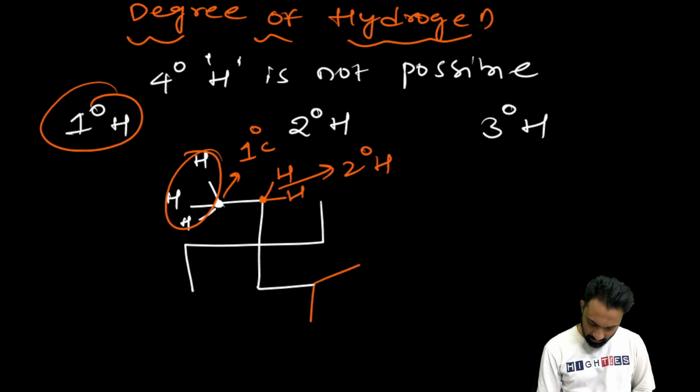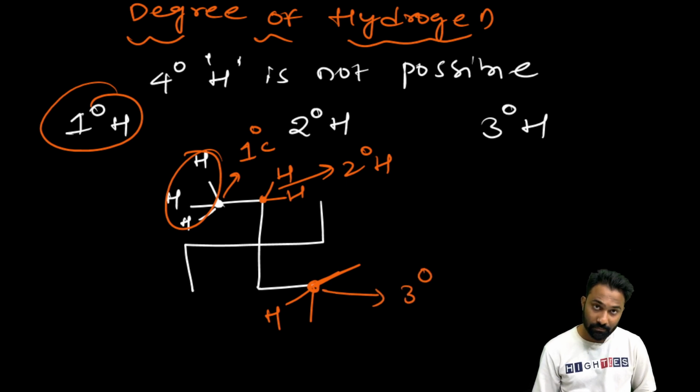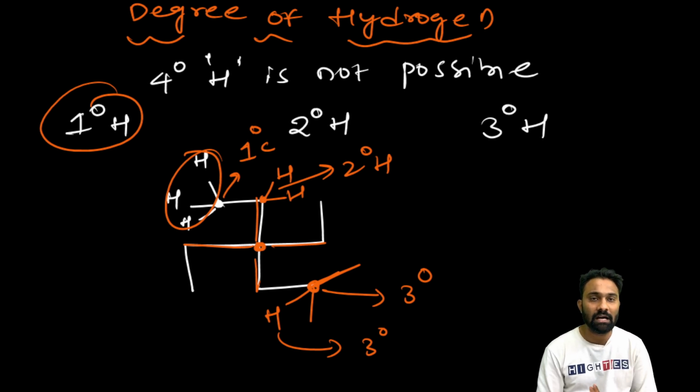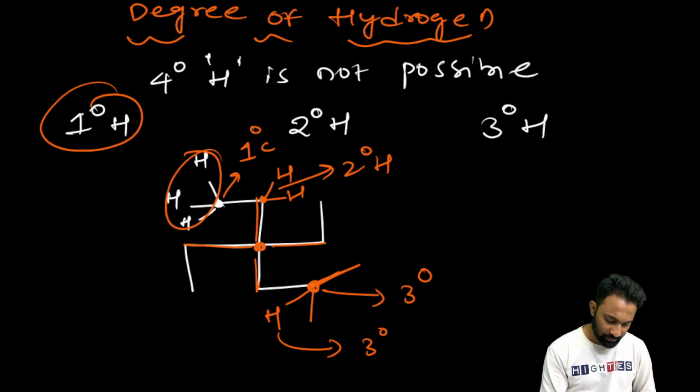Better, I will take another example here, like this. Now, here you can see, here also one hydrogen will be there. Now, this is 3 degree carbon. So, this hydrogen is 3 degree hydrogen. But 4 degree hydrogen is not possible. Why? Carbon valency is 4. Already this carbon is attached with the 4 other carbons. Why would it take an extra hydrogen? So that's the reason 4 degree hydrogen is not at all possible. Done. Next one.